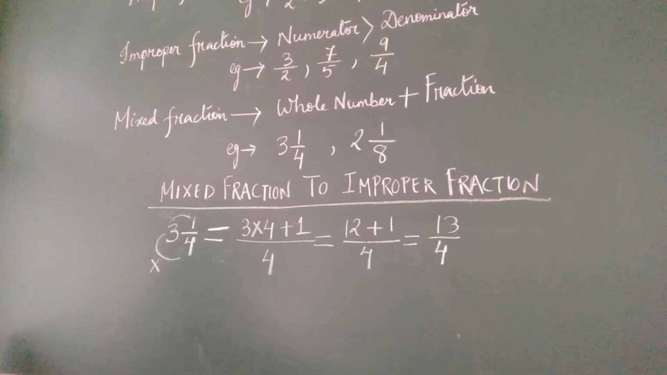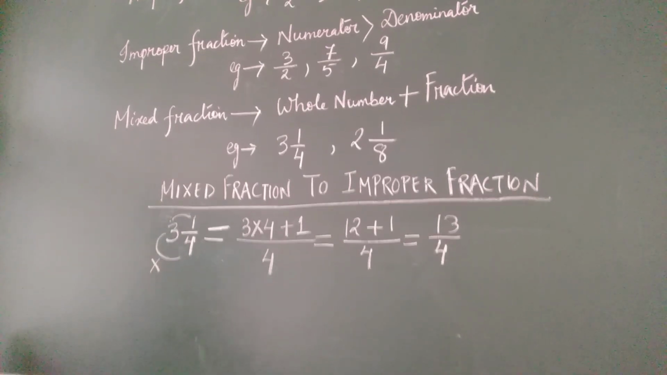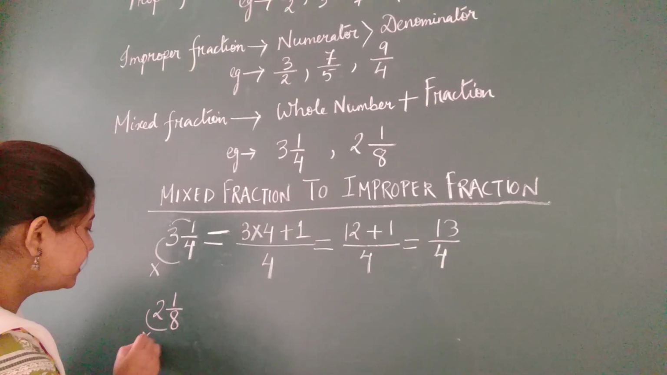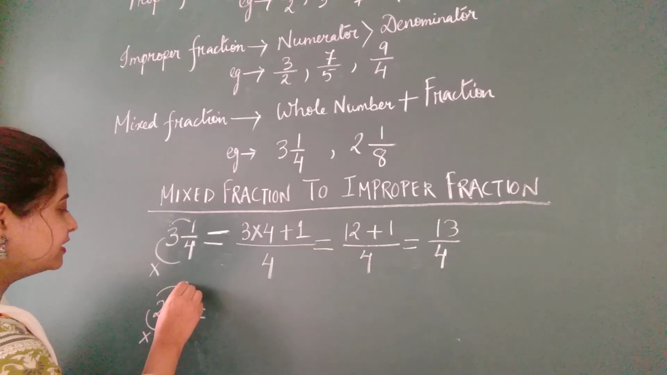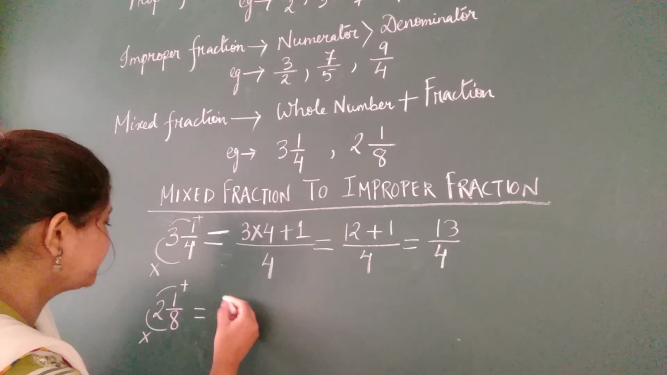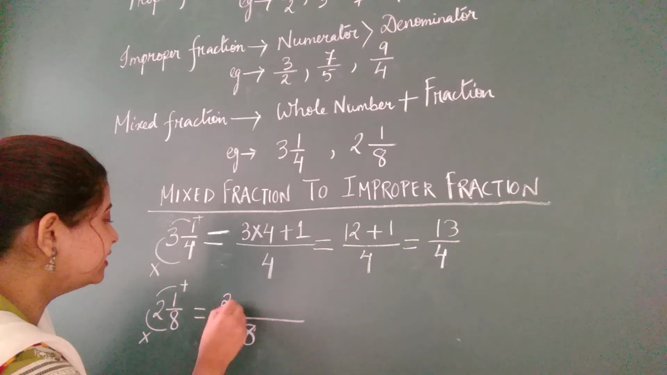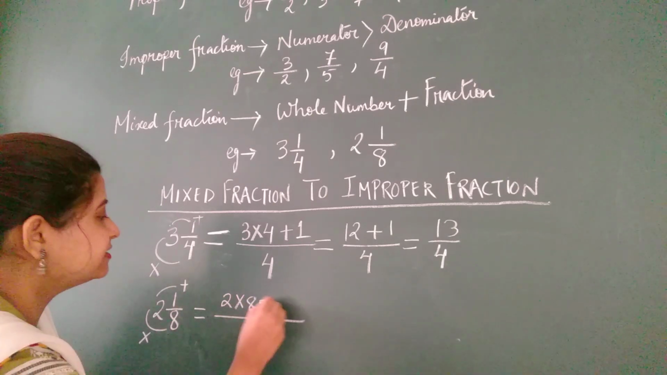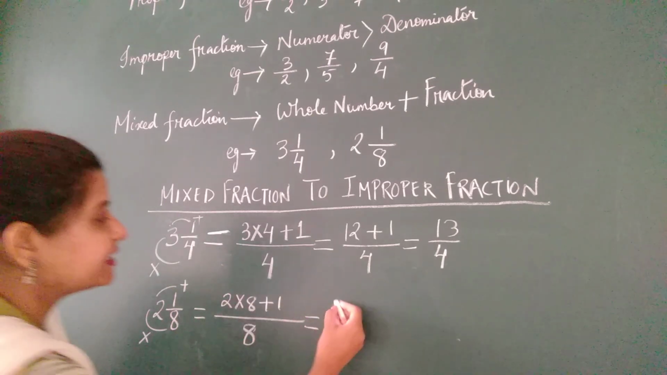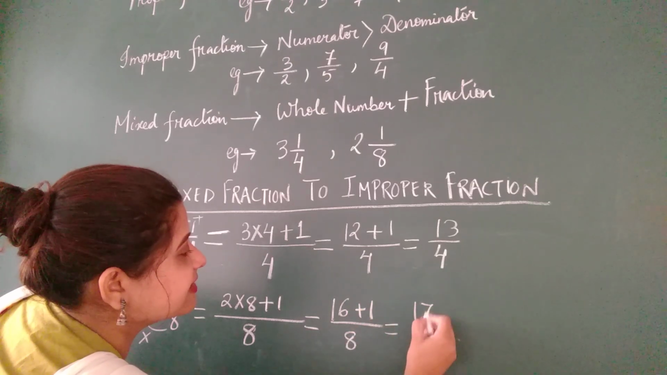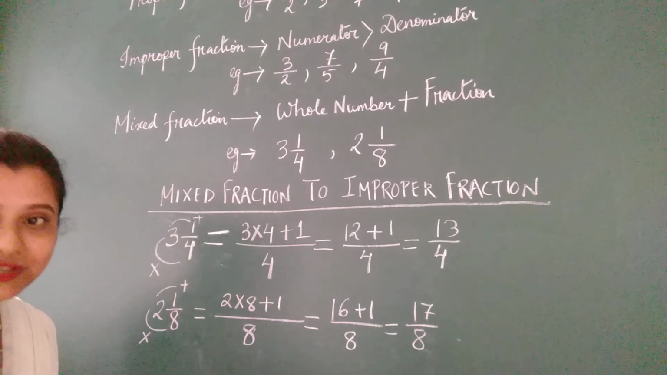Next we are going to do for the other fraction written here, that is 2 1 by 8. So 2 1 by 8, again we are going to multiply these two and then we'll add 1. So first we'll write the denominator 8 and then we'll multiply 2 into 8 and add this 1. So 2 8s is 16 plus 1 by 8, that is 17 by 8. Very easy, isn't it?